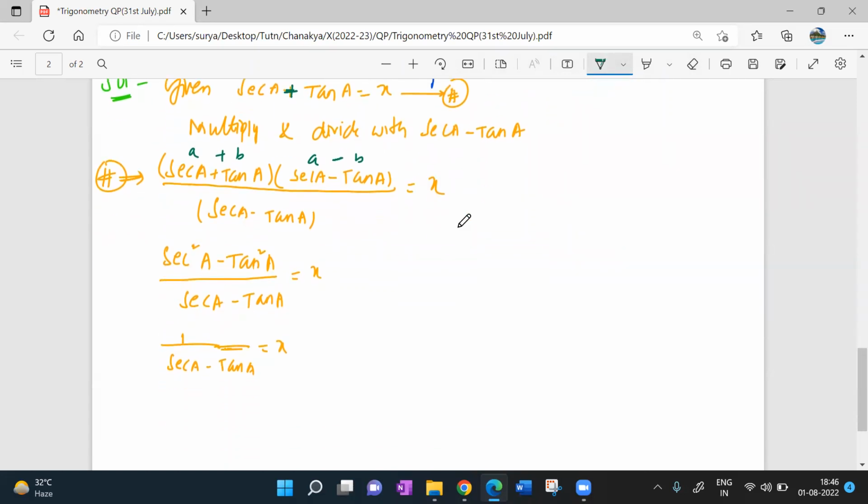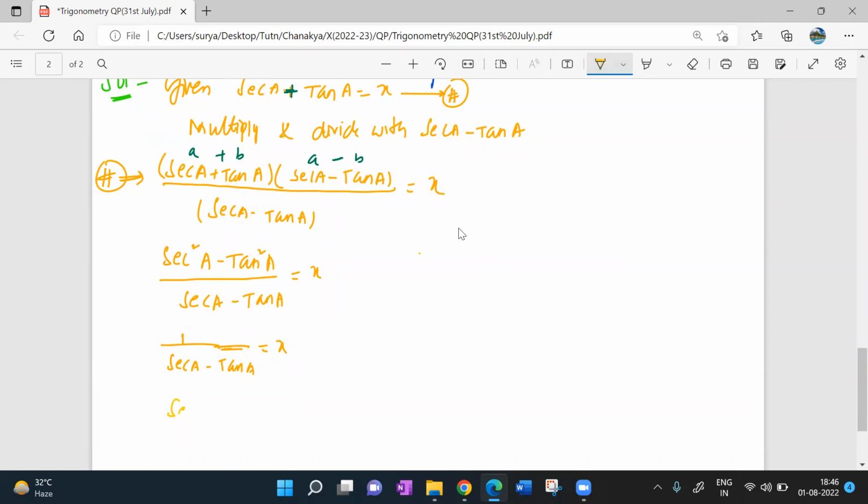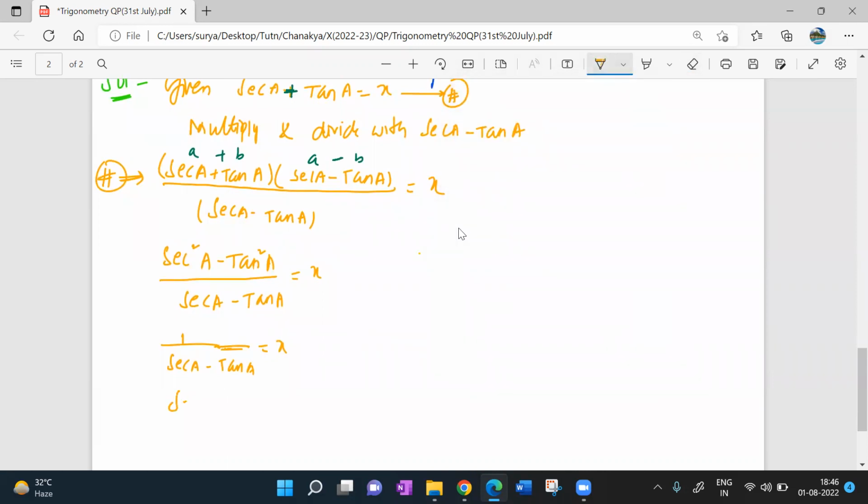Now look at this here. Now I'll tell you, very simple story. I'll tell you why it is. What we need to find out. Now tell me, beta: secant A minus tan A is what now? 1 by x or not?